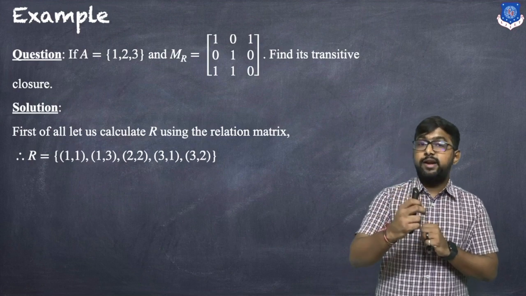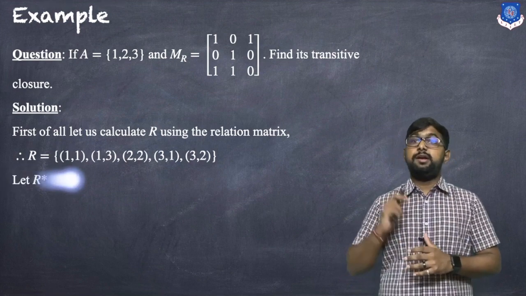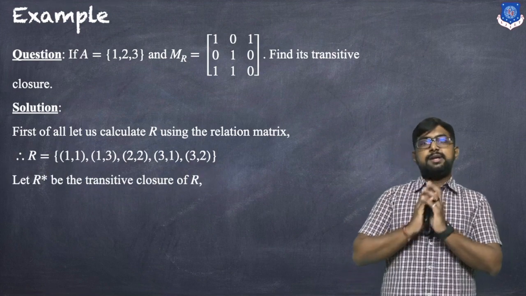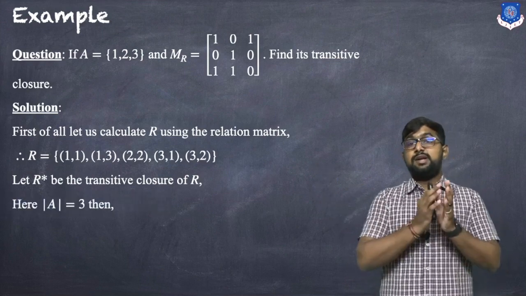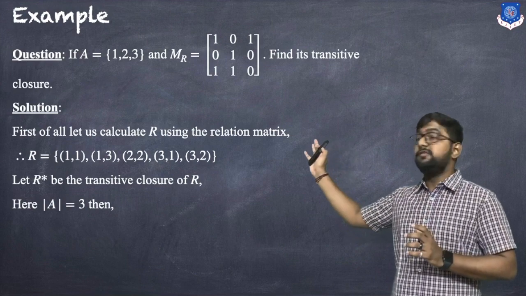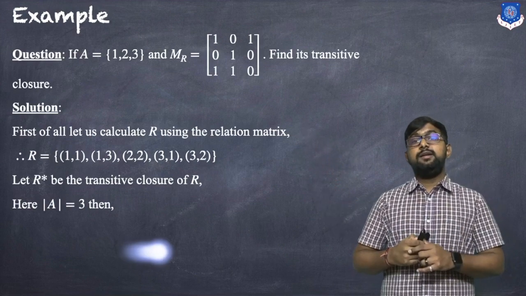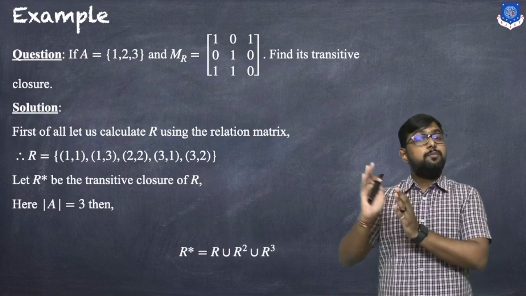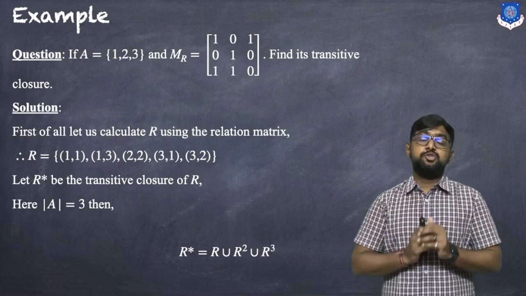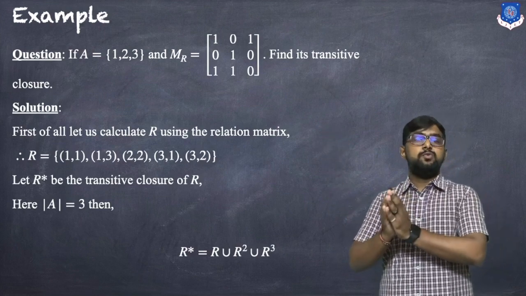Now we want to find the transitive closure, which is the smallest transitive relation containing R. So let R star be the transitive closure of R. Here the cardinality of the given set is 3. So how do we define R star? By the definition, R star will be R union R square up to R raised to n, but here n is 3, so R union R square union R cube.